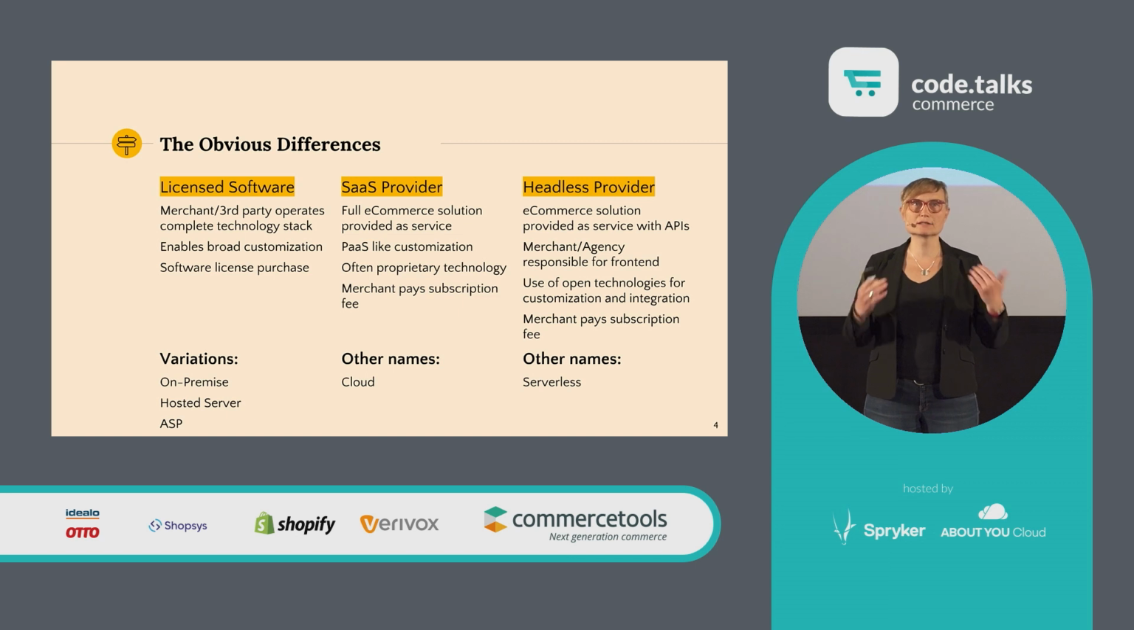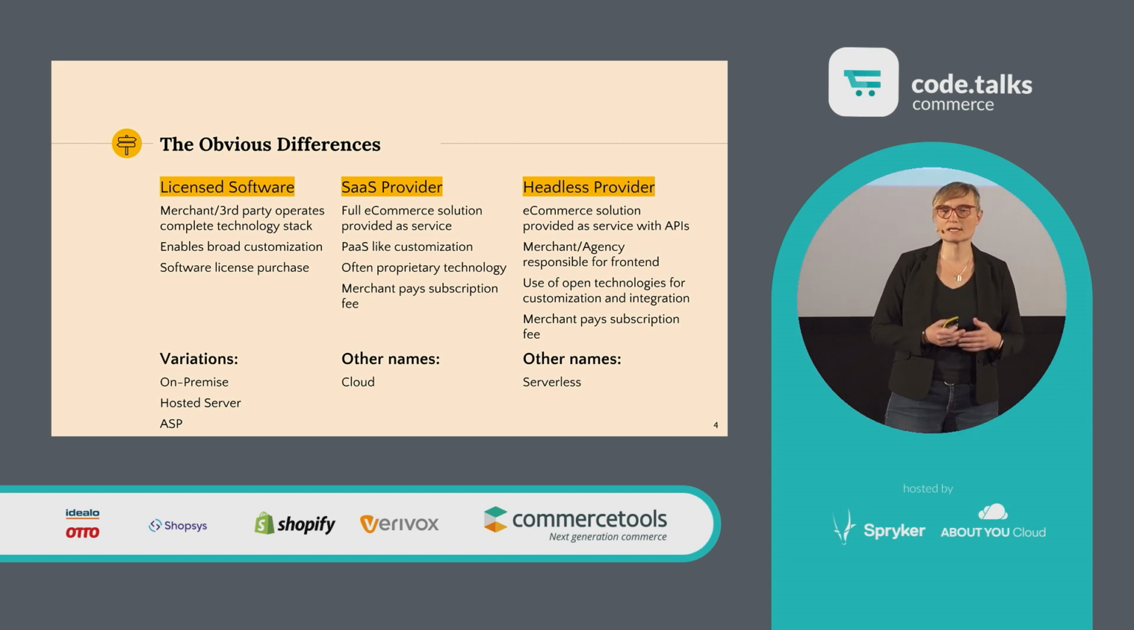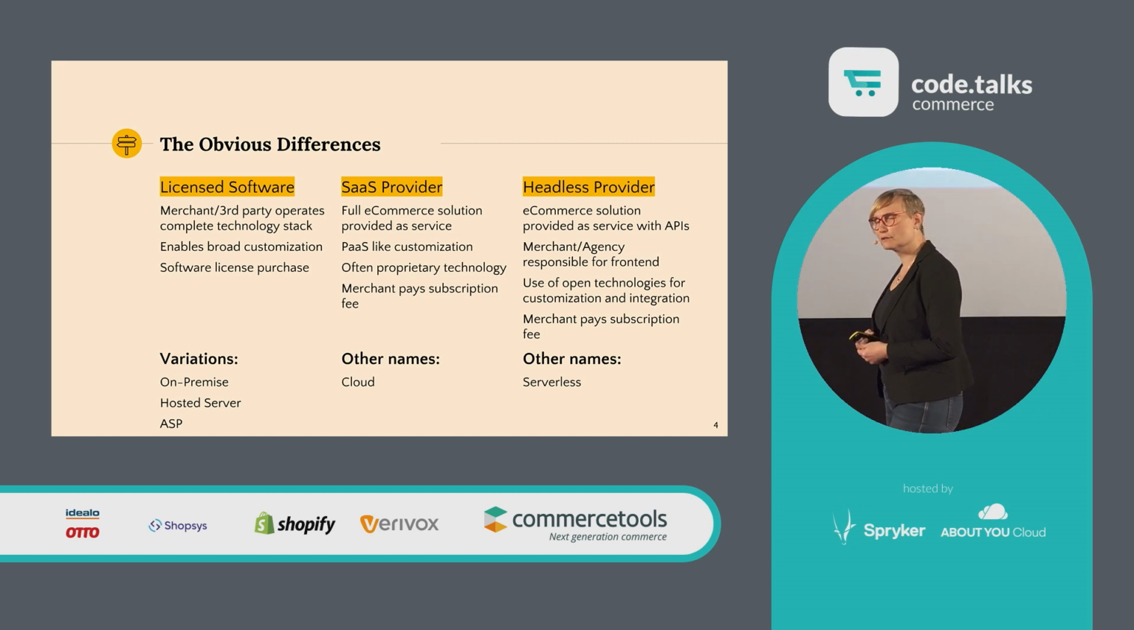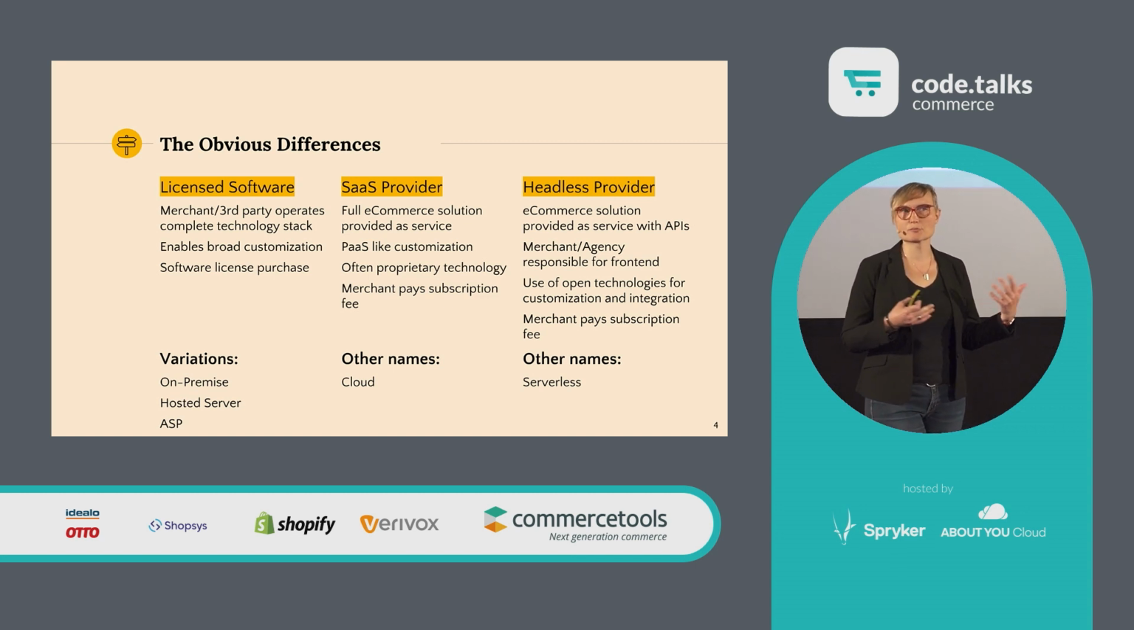The typical thing you say about a SaaS provider is that it's a full e-commerce solution which is operated for the merchant. You don't have to think about the technology. Someone handles it end-to-end. You have PaaS-like, platform as a service, customization where you can have your own templates, your own look and feel. All these systems in the market are often classified as having proprietary technology, and I'll talk a little bit about where this comes from. And then you pay a subscription.